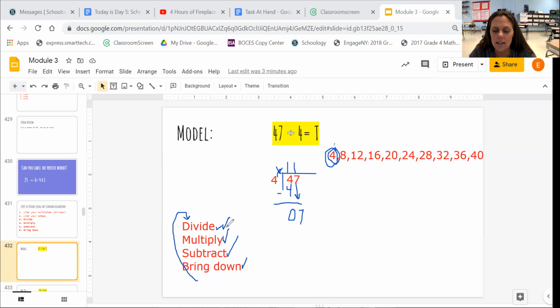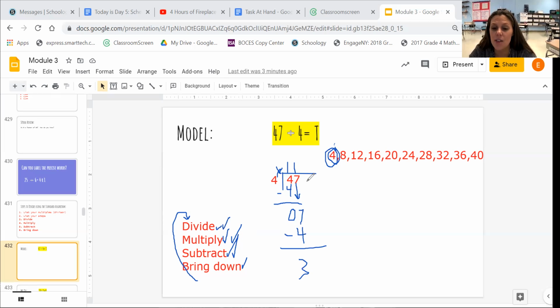That's me dividing. Now I'm going to multiply. 1 times 4 is 4. Check, I did it. Now I'm going to subtract. Notice that I'm lining up those place values. And 7 minus 4 is 3. I'm going to try to divide. Can 4 people fit into 3 chairs? No, and I don't see the number 3 up here.